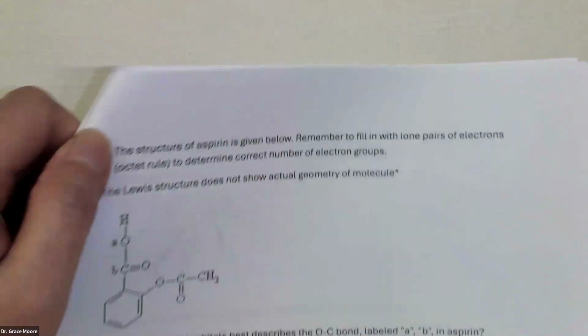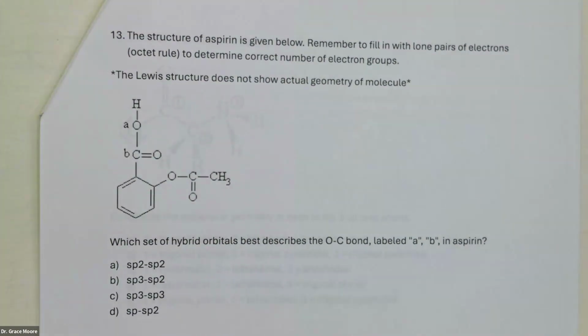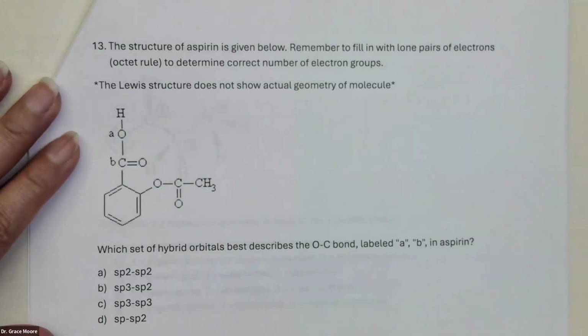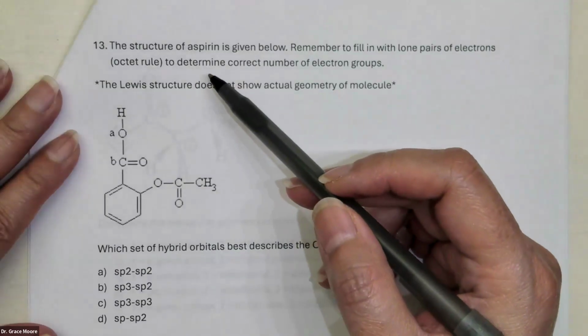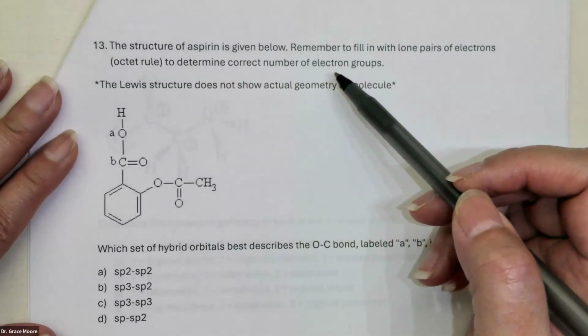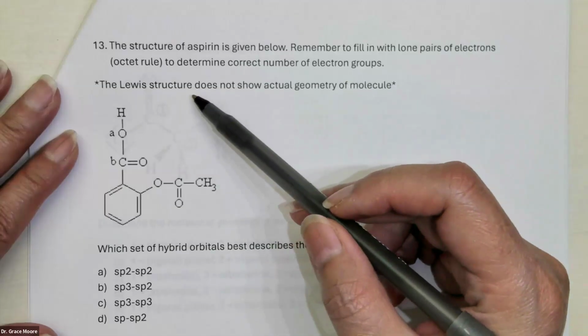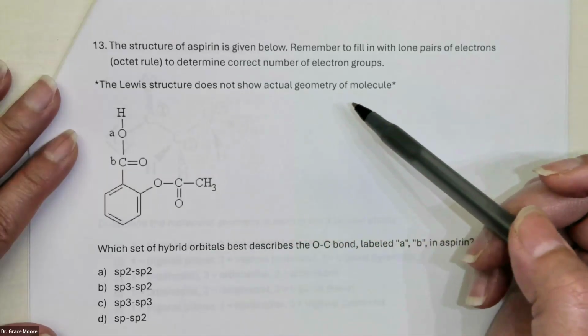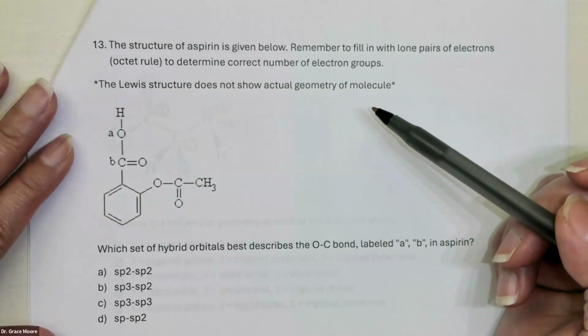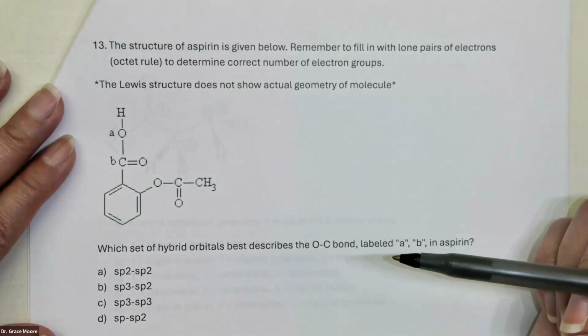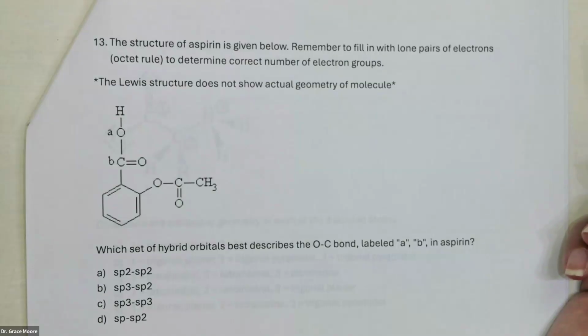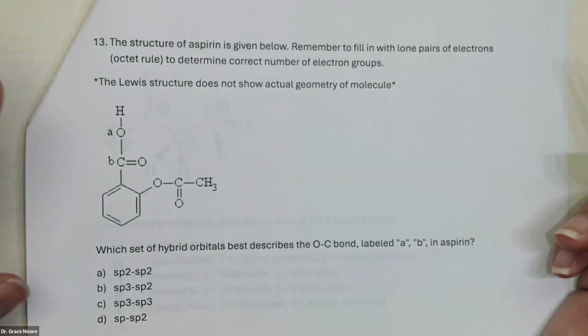All right, let's look at the next question. We're going to look at the structure of aspirin. In this structure of aspirin, you have to remember to fill in the lone pairs of electrons according to the octet rule to determine the correct number of electron groups around those atoms that are labeled. The Lewis dot structure does not show actual geometry of the molecule. So it just shows you the Lewis dot structure here, and it doesn't even fill in the lone pair, so you need to know where the lone pair should go.